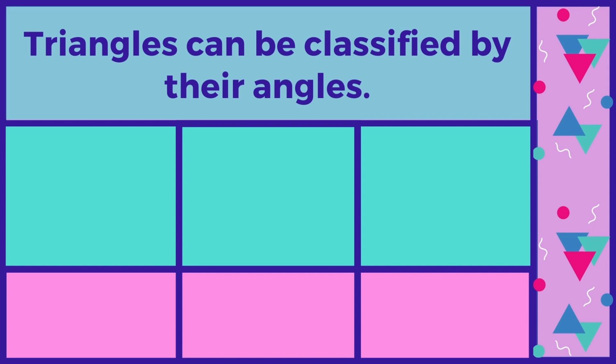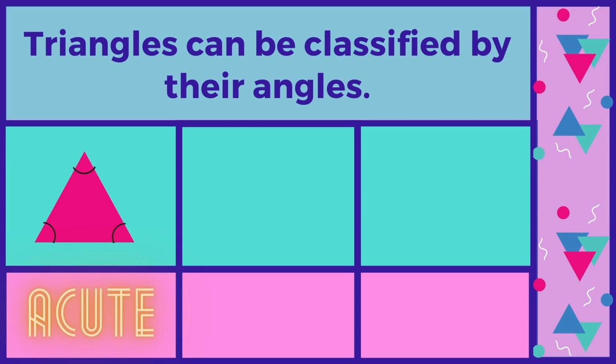Triangles can be classified by their sides, and they can also be classified by their angles. A triangle with all acute angles, all the angles are less than 90 degrees. That's an acute triangle. And by the way, fun fact, an acute triangle with equal angles is called equiangular. All the angles would be 60 degrees in that case.